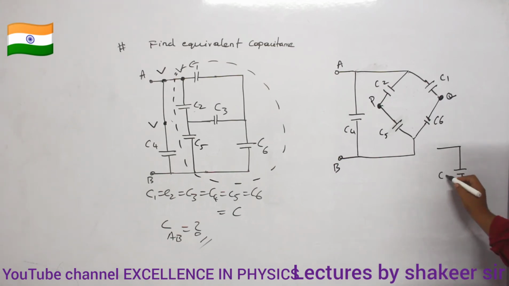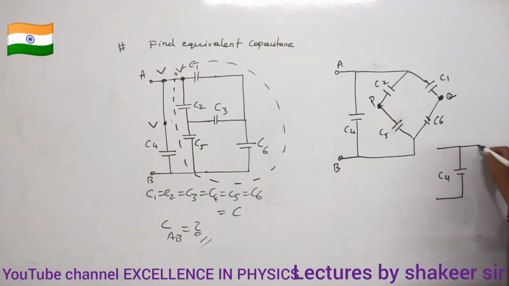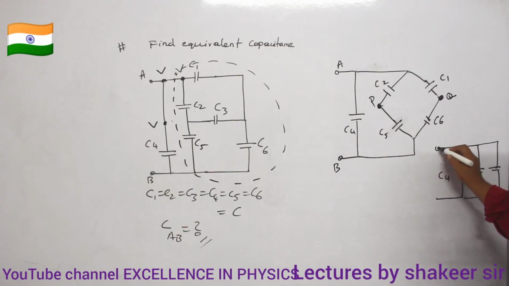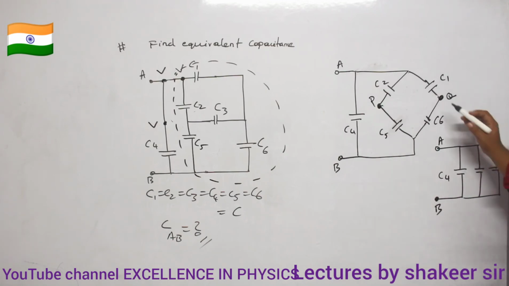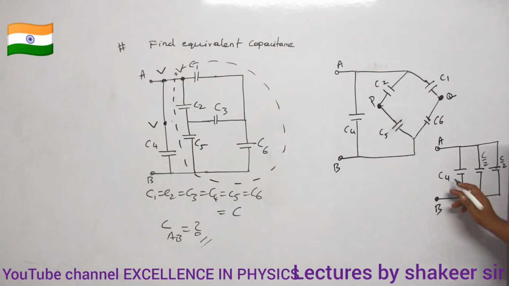So this is one capacitor C4. Clear? So this is one more branch and this is one more branch. That's all, no? So this is point A, this is also point B. This is C4, this is C and C, C by 2. This is also equal to C by 2. And C4 is how much? C4 capacitance is C only, no? This capacitance is C. So therefore, C by 2, C by 2 and C, all of them are connected in parallel.